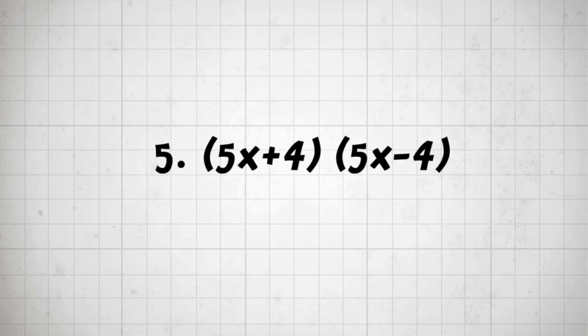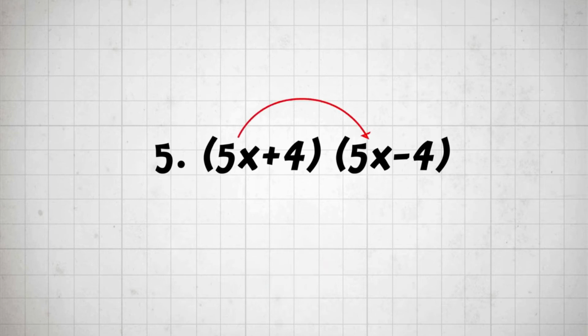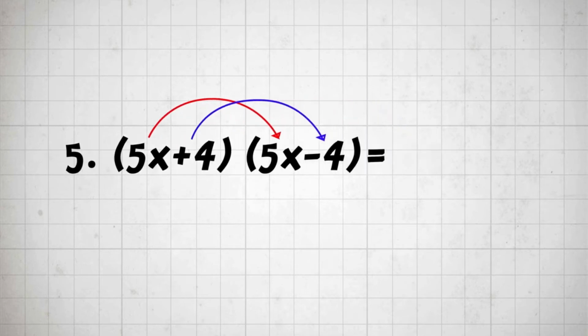The last item presents the case of the sum and difference of two binomials. For 5 seconds, let's do this. Time is up. Instead of applying the FOIL method, we simply multiply the first terms and the last terms. Thus, the answer is 25x squared minus 16.